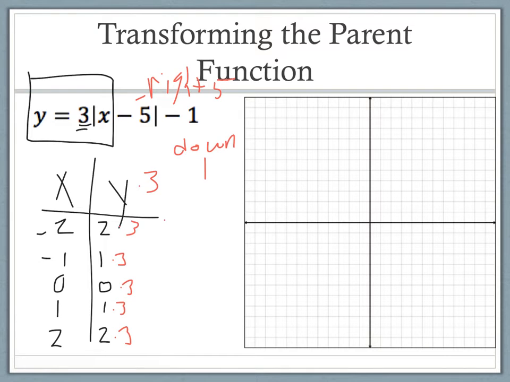Okay, so this would be 6, 3, 0, 3, and 6. I'm not going to use that middle part anymore. I'm just going to look at these points, my new x and y. So -2, 6, go over -2, up 6, put a dot, over -1, up 3, put a dot, 0, 0, 1, 3 right there, and then 2, 6. Now I'm going to go ahead and connect my dots.